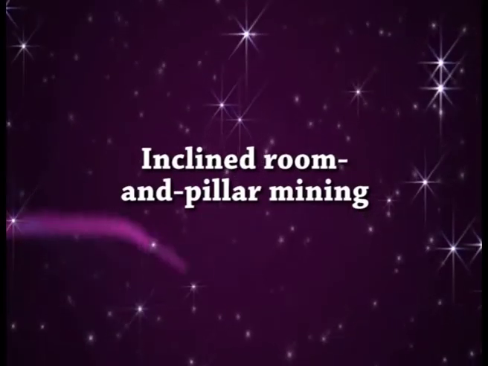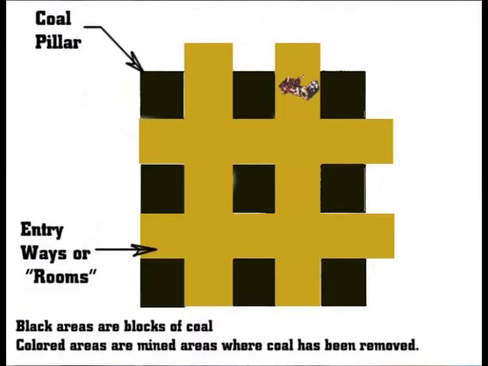Inclined room and pillar mining. Inclined room and pillar applies to tabular mineralization with an angle or dip from 15 degrees to 30 degrees to the horizontal. This is too steep an angle for rubber tire vehicles to climb and too flat for gravity to assist rock flow. The traditional approach to the inclined ore body relies on manual labor.